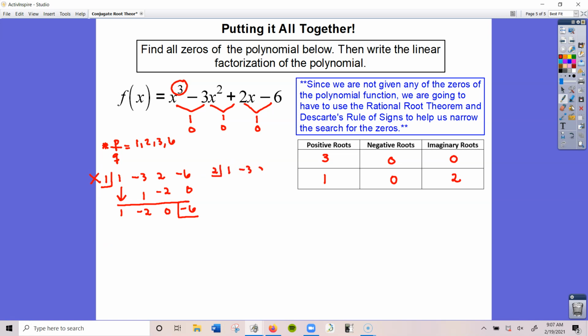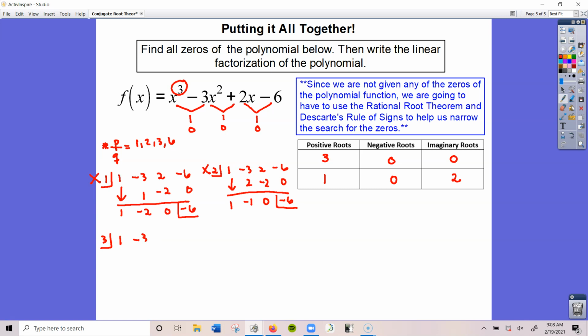1, negative 3, 2, negative 6. Bring down the 1. 1 times 2 is 2. Negative 3 plus 2 is negative 1. Negative 1 times 2 is negative 2. 2 minus 2 is 0. 0 times 2 is 0. And we still end up with a remainder of negative 6. So 2 did not work either. Let's hope that 3 works.